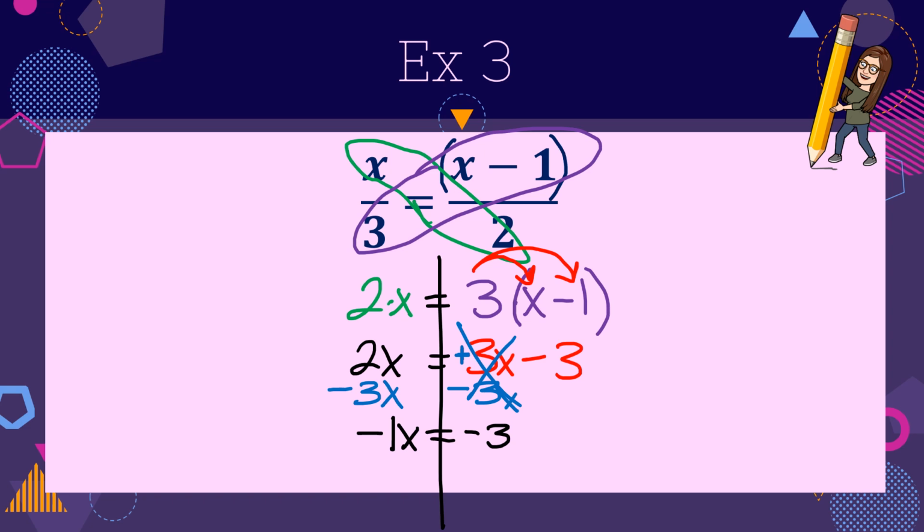And our last step is division. Instead of times negative 1, we're going to divide by negative 1. The x falls down, and a negative divided by a negative is a positive.